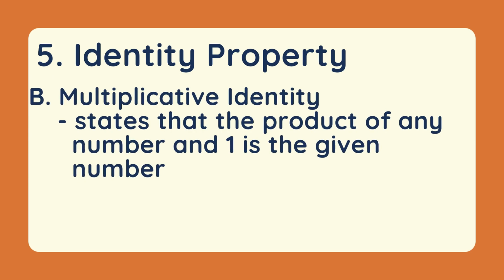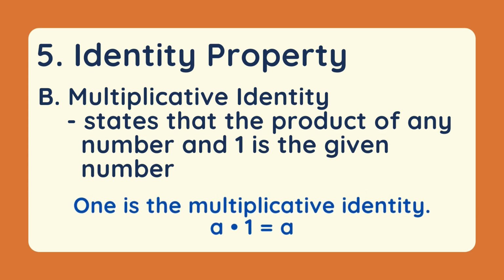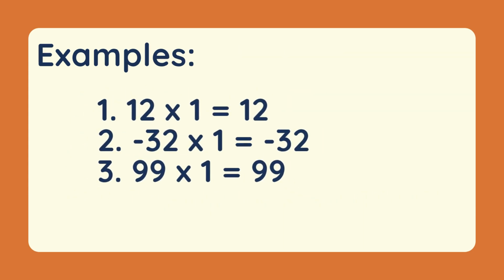Same is true for multiplication, but this time, 0 is not the multiplicative identity. The multiplicative identity is 1. Okay? So any number multiplied by 1 will always be equal to the number itself. Again, 1 is the multiplicative identity. So 12 times 1 is equal to 12. Negative 32 times 1 is equal to negative 32. 99 times 1 is equal to 99. Okay, this is a technique for all of you. Any number multiplied by 1 is equal to the number itself.